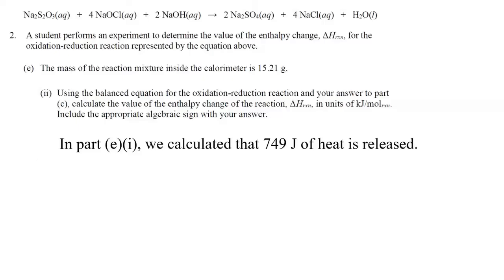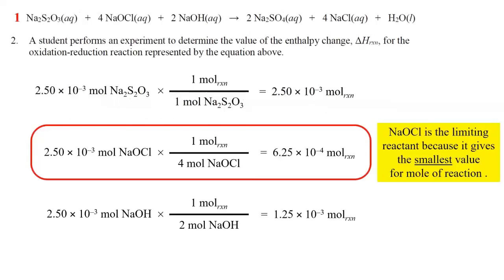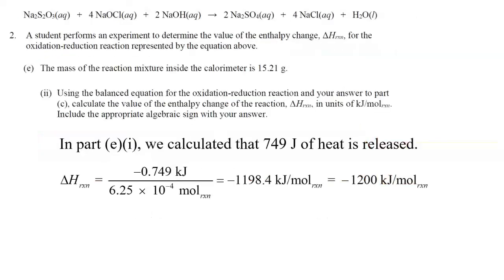Let's divide by 1,000. To go from joules to kilojoules, we divide by 1,000. There's 1,000 joules in 1 kilojoule. So we have 0.749 kilojoules, and we'll be dividing by the mole of reaction. Coming from the limiting reactant, which was NaOCl, we're going to take our number of kilojoules of heat and divide by the mole of reaction.